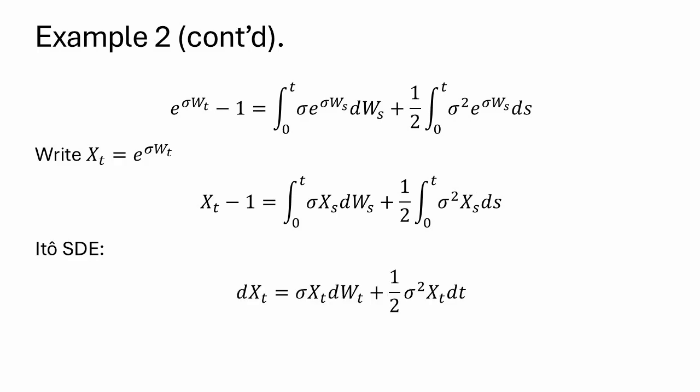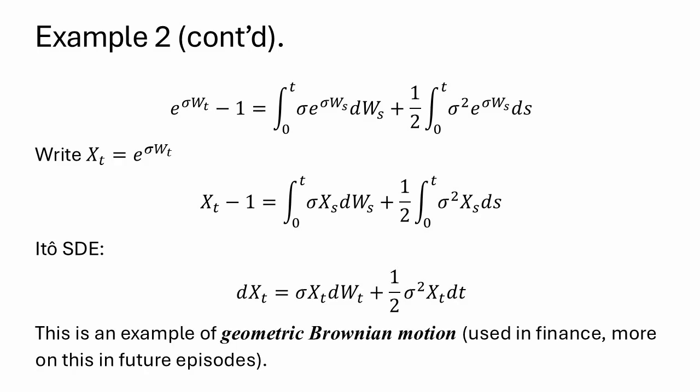In differential form, it becomes an Ito SDE. dX_t equals sigma X_t dW_t plus 1/2 sigma squared X_t dt. And this SDE is an example of the geometric Brownian motion, widely used in financial modeling. We will cover the geometric Brownian motion and some of its applications in finance in future episodes.